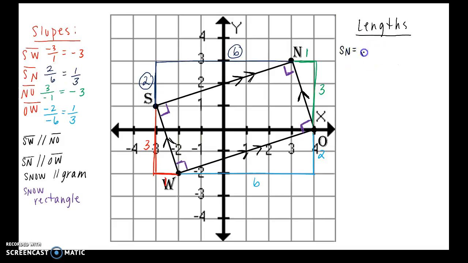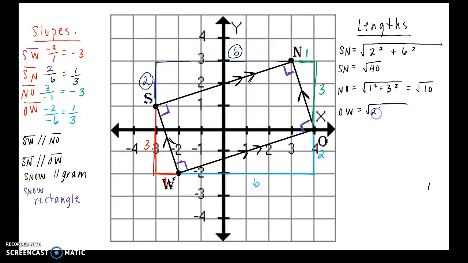So SN is the square root of 2 squared plus 6 squared. Okay, we use the slope triangle. And like we talked in class, I don't want you to simplify these. So 4 plus 36, SN has a length of the square root of 40. NO, square root of 1 squared plus 3 squared. 3 squared is 9 plus 1. NO has a length of the square root of 10.